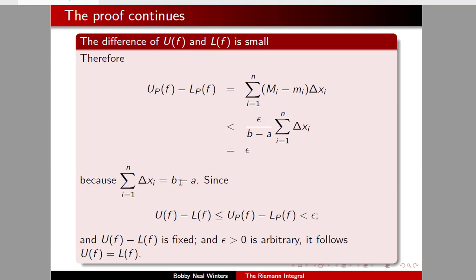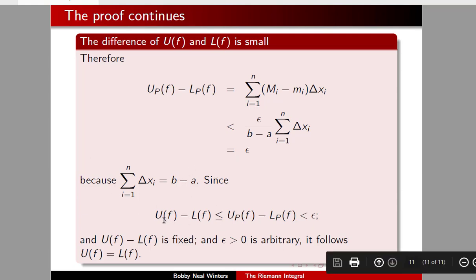Since U of f minus L of f is less than or equal to U_P of f minus L_P of f, which is less than epsilon, and U of f minus L of f is a fixed non-negative number, and epsilon is arbitrary, it follows that U of f actually has to be equal to L of f.